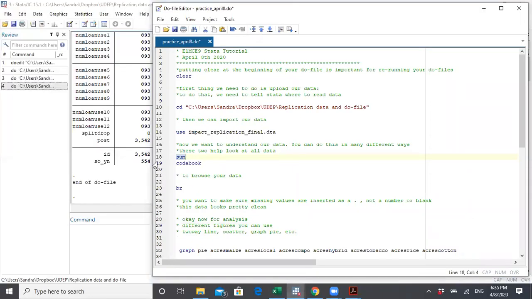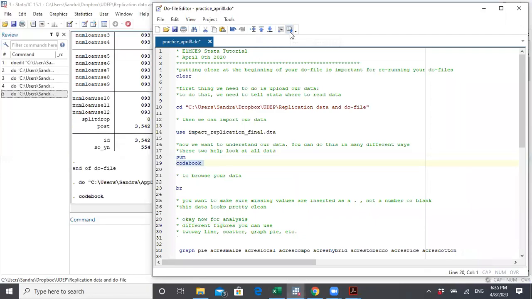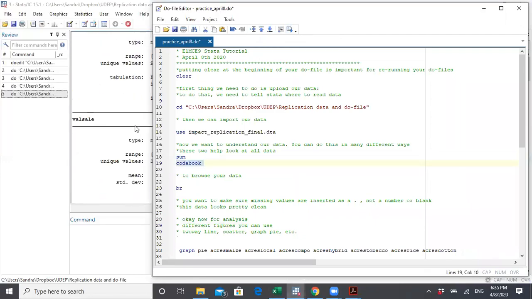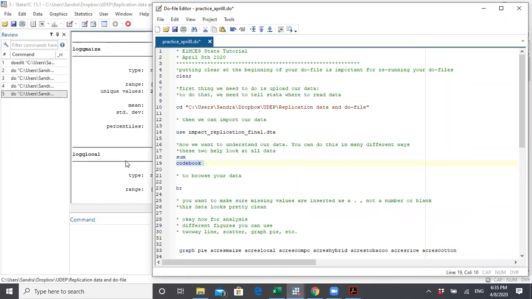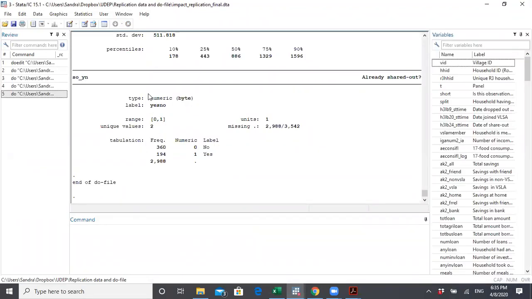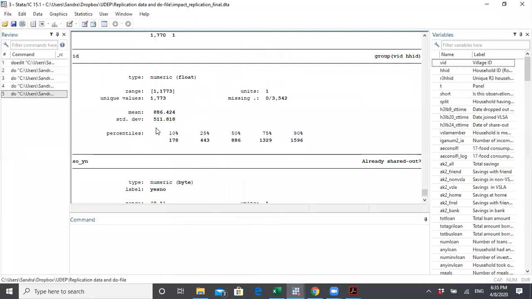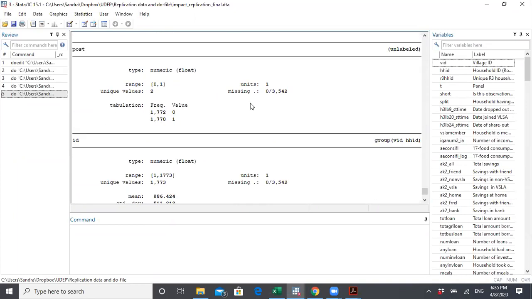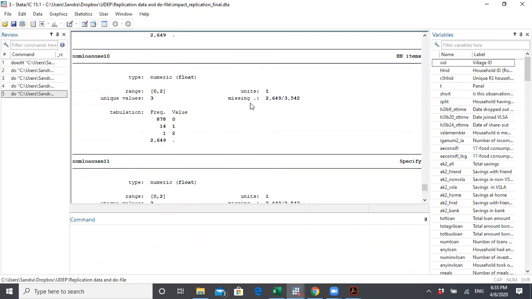Codebook is another way of looking through it. It shows more, I believe, like the type of data your variable is in. For example, you can have numeric data, which is the most common, where your data is displayed in numbers, but you can also have a string variable where your data is not in numbers, it's in letters. Then it shows you different percentiles, the mean, the standard deviation, and whether you have any missing data. So that's another way to look through it.